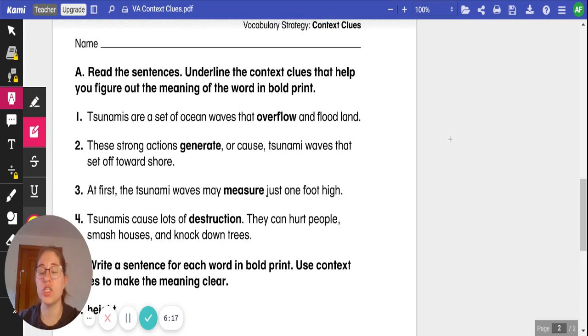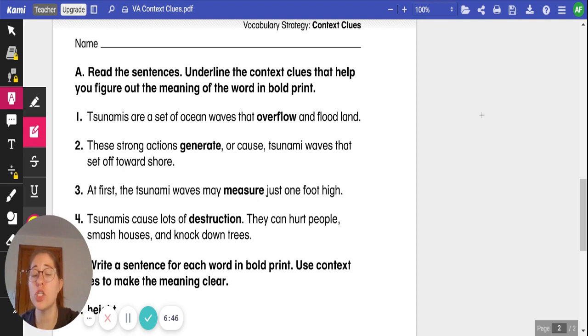Moving on, I'd like you to number 1 through 4 on your piece of paper. We're going to read the sentences together, and then you are going to write down the context clues and sentence clues that help you figure out what the meaning of the bold word is. Once you write down your clues, I also want you to write down what the bold word means. We will do the first one together.